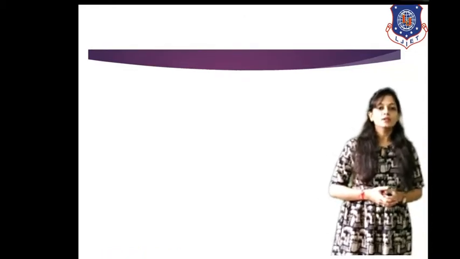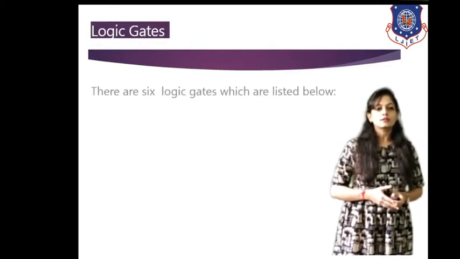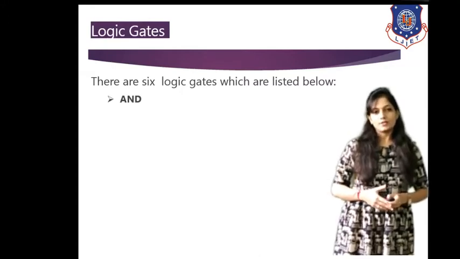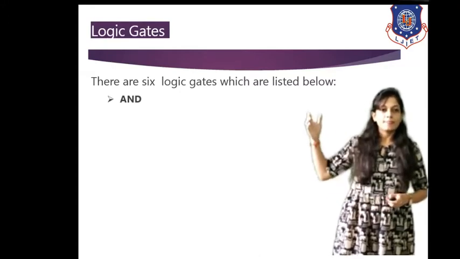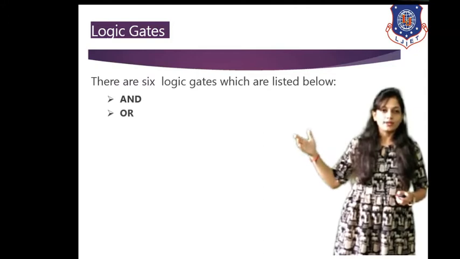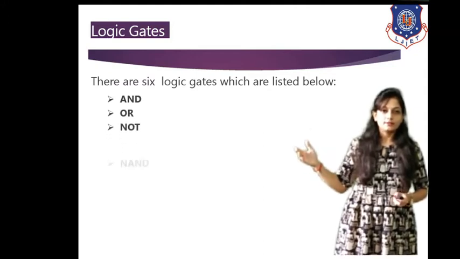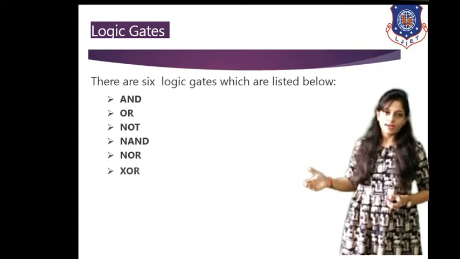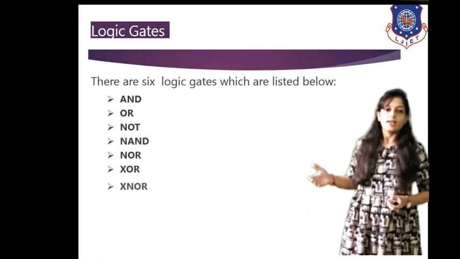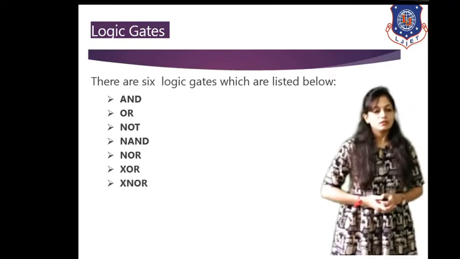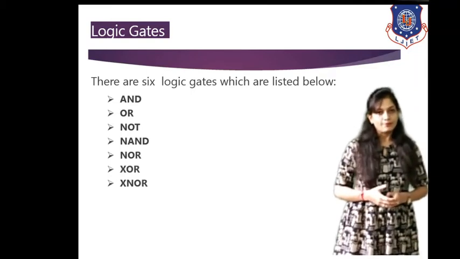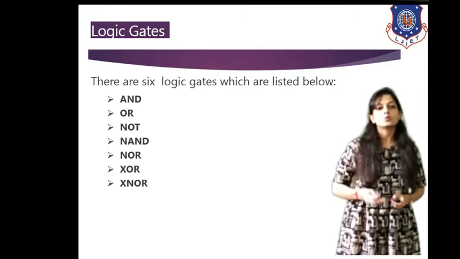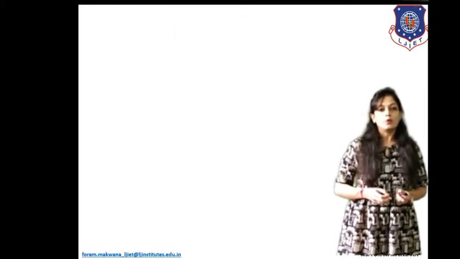Now, there are 6 logic gates. First one is the AND gate, OR gate, NOT gate, NAND gate, NOR gate, XOR gate, and XNOR gate. We will see these logic gates one by one: their operation, their symbol, and their truth table.